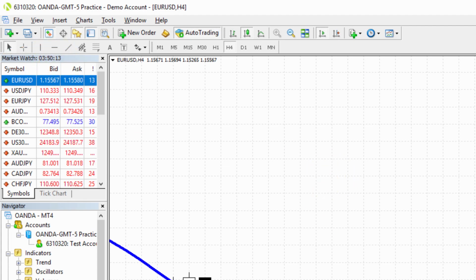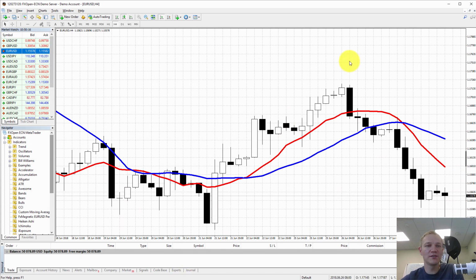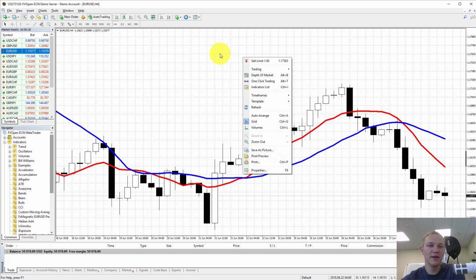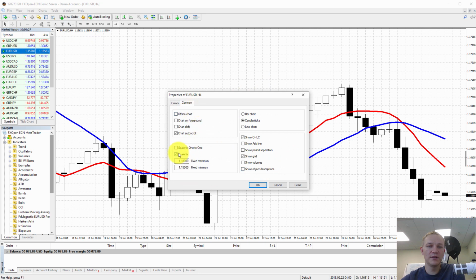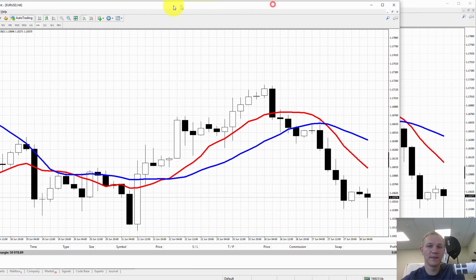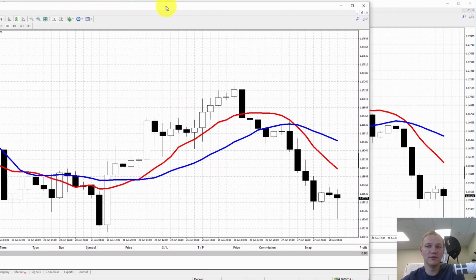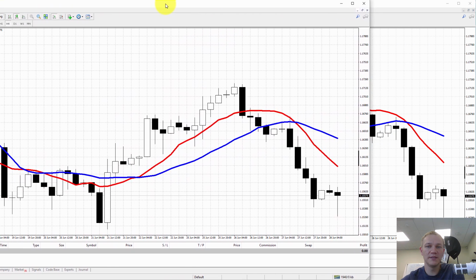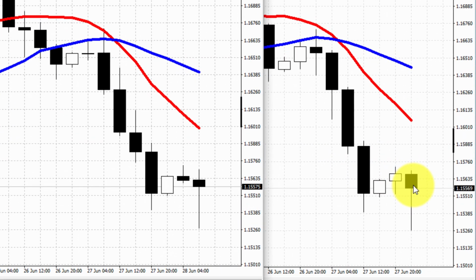So let's compare. We have two charts, one from FX Open, one from Oanda, and it's the same 4-hour chart on euro dollar. I've fixed the scale from 1.15 to 1.18. This allows us to compare the price bars easily. And now we can see that we have slightly different price bars.